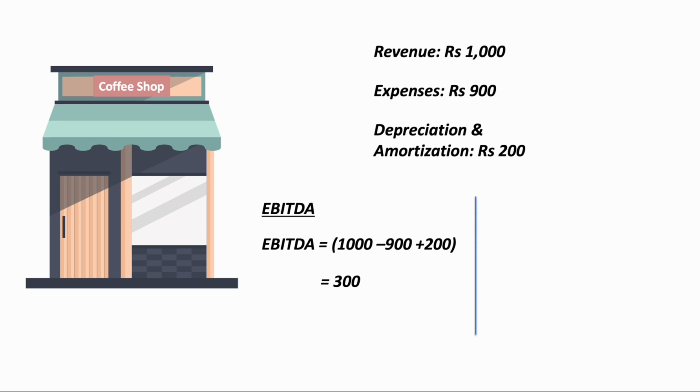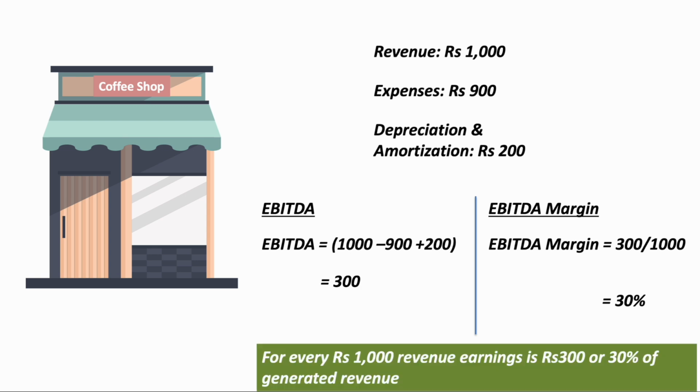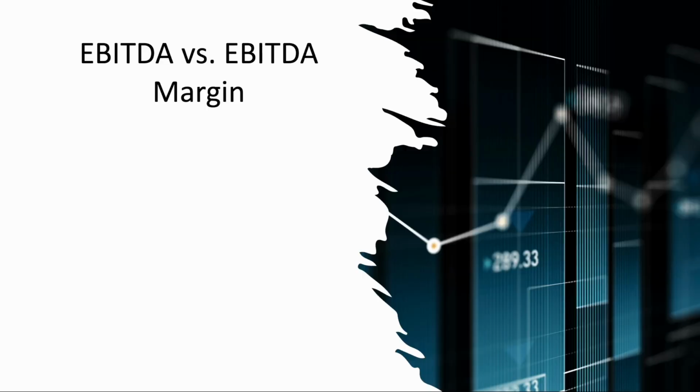And how will the EBITDA margin be calculated? EBITDA margin, as I explained to you, is nothing but the total EBITDA divided by total revenue, that is 300 by 1000, which comes out to around 30%. Which means, if a cafe makes 1000 rupees in sales and its EBITDA is 300 rupees, its EBITDA margin is 30%. That means for every 1 rupee earned, 30% contributes to core earnings.